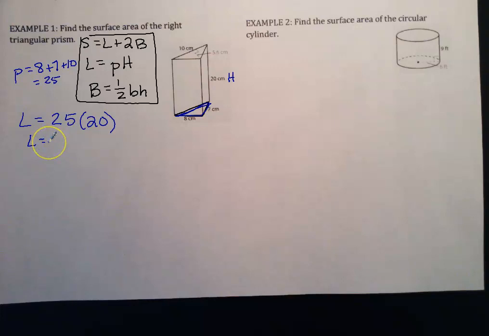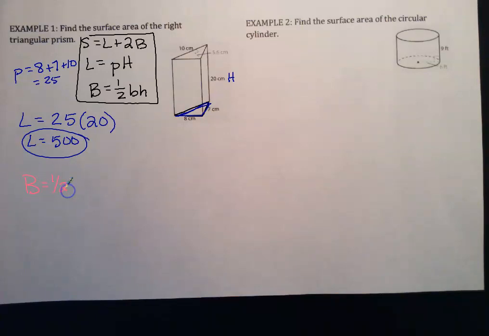Lucas, I'm giving you a chance. Isn't it 500? It is 500. Okay, so our lateral surface area is 500. Okay, so now let's find our base area.